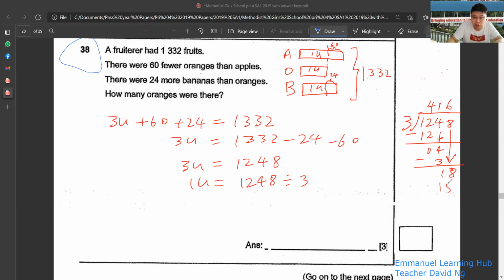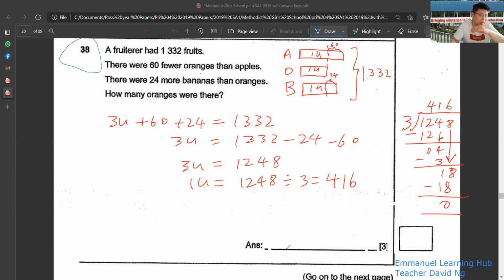Your multiplication timetable is haunting you. I asked you to go and commit to memory many times. But it's still not smooth. Doing questions like this, you keep giving me the wrong answer. That's the thing. So 1 unit is 416.